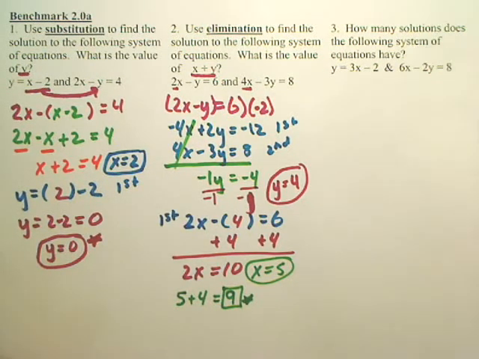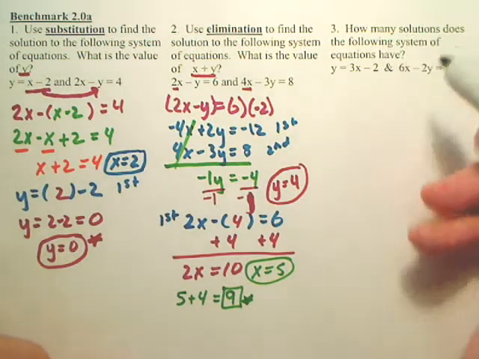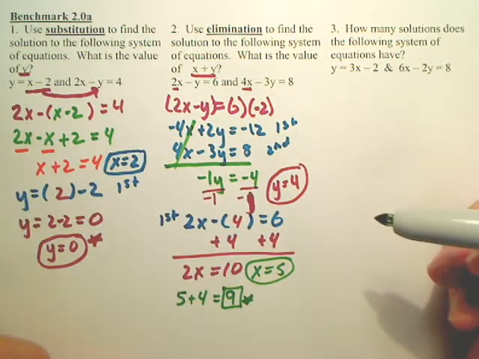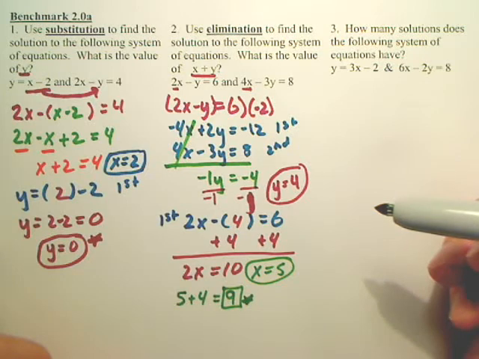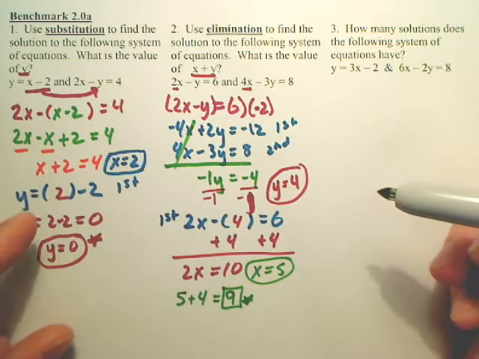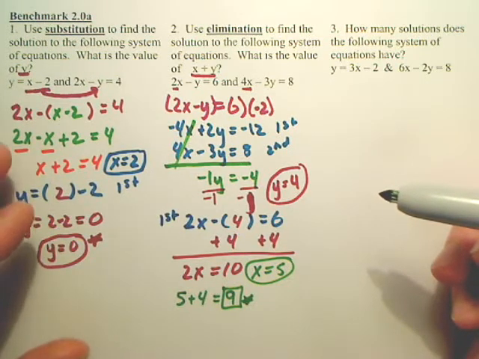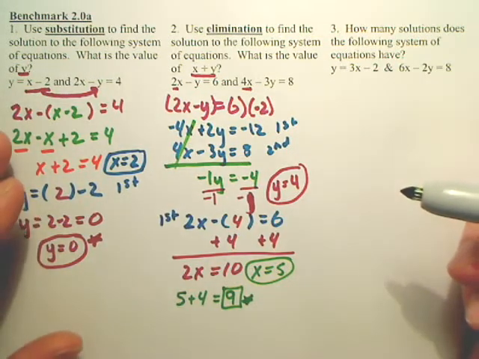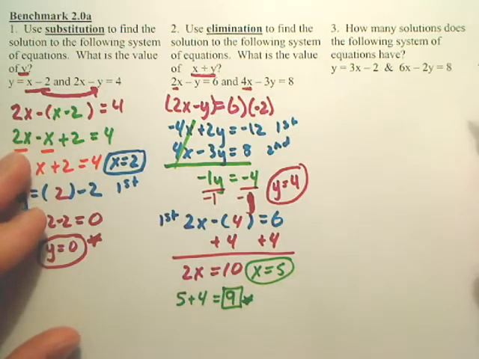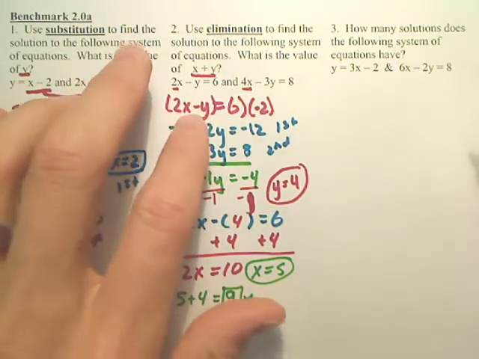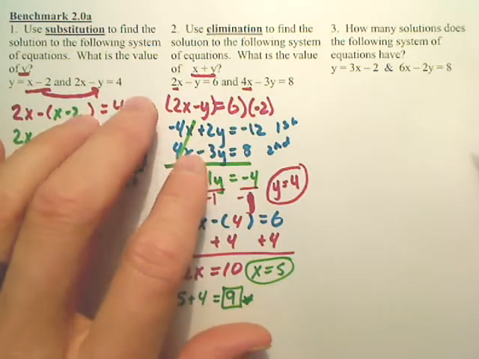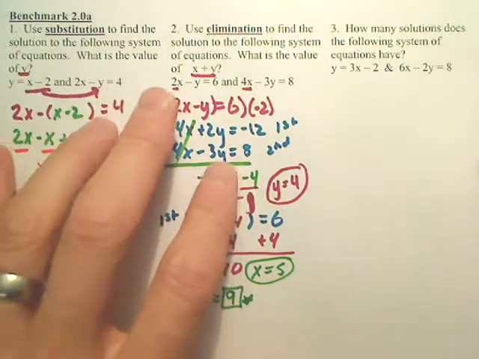Now the last one is just saying how many solutions does it have. So the possibilities are 0, 1, or infinite. There are different ways to do this. You could just graph them and see. Or could you just solve this using one of these two methods and find out along the way? That's the way I would. I would use one of these two methods.